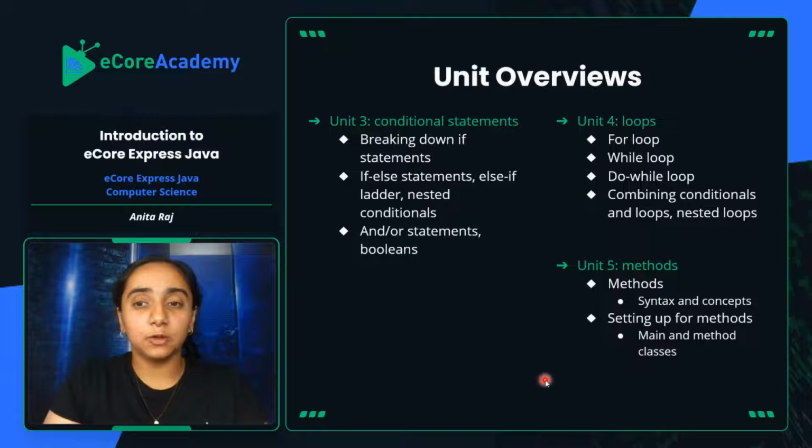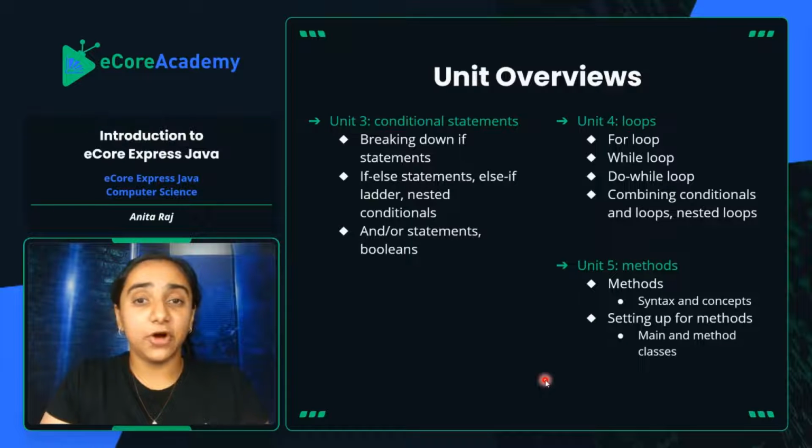Unit 4 will be all about loops. We'll learn about the 3 different types of loops, which include for loops, while loops, and do-while loops. Then we'll combine our previous unit on conditionals with loops. How do we use them together to make more complex exercises? And lastly, we'll go over nested loops, where you have a loop within a loop.